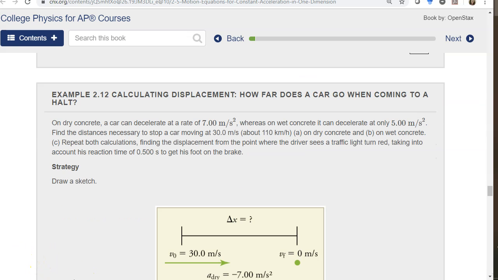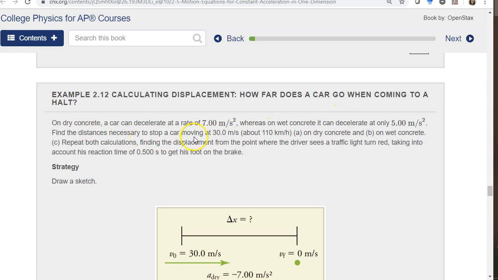Okay, now as you go along in your reading, you'll see these example problems. And again, I encourage you to actually take out a piece of paper and a pencil and write this down. So if you are in a test and you are reading this question, on dry concrete, a car can decelerate at a rate of 7 meters per second squared. I would write that down, right? This is a piece of information you have. And then, whereas wet concrete can decelerate at only 5 meters per second squared. So then, now you have two numbers.